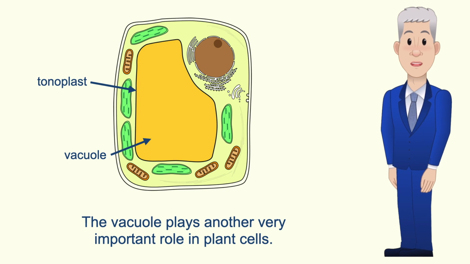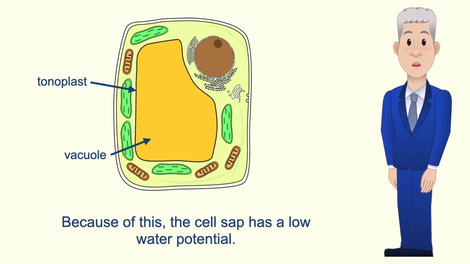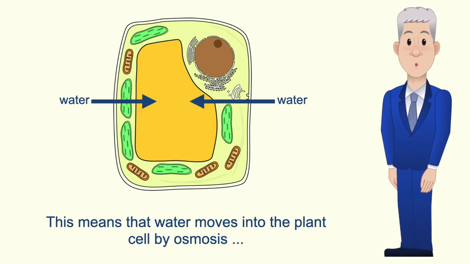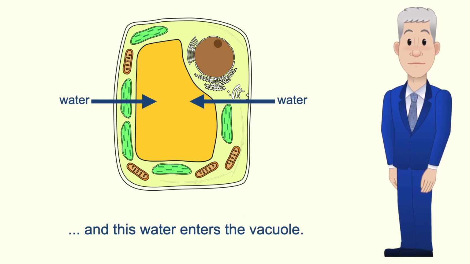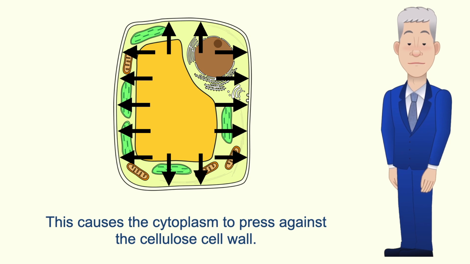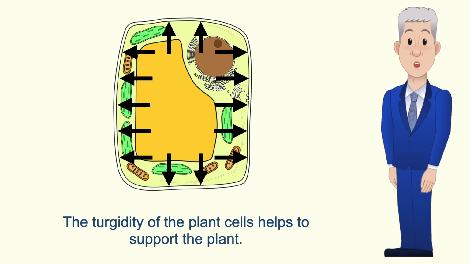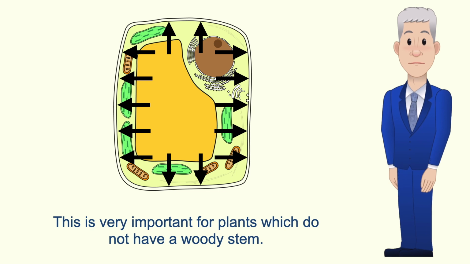Now, the vacuole plays another very important role in plant cells. As we've seen, the cell sap contains dissolved chemicals, including mineral salts, and because of this, the cell sap has a low water potential. This means that water moves into the plant cell by osmosis, and this water enters the vacuole. This creates a hydrostatic pressure acting outwards, and this causes the cytoplasm to press against the cellulose cell wall. Scientists say that the plant cell is turgid, and the turgidity of the plant cells helps to support the plant. This is very important for plants which do not have a woody stem.